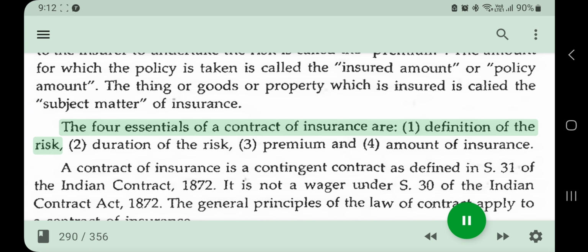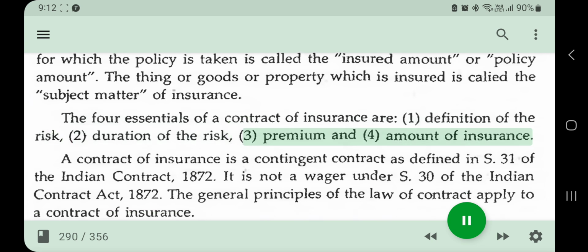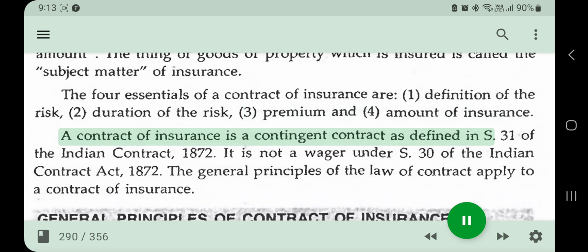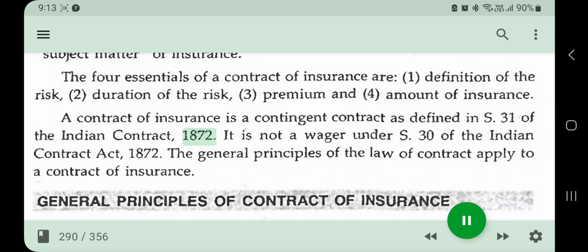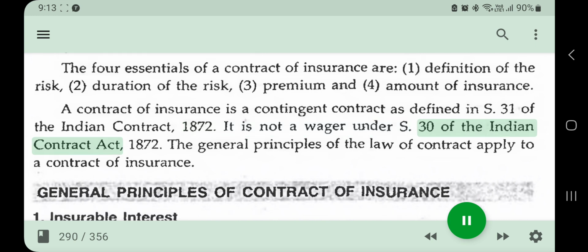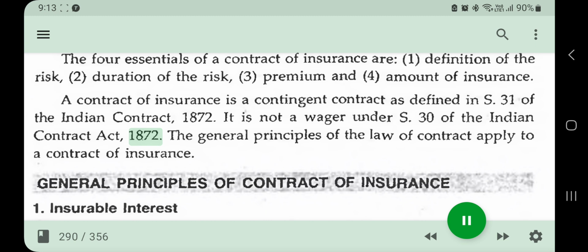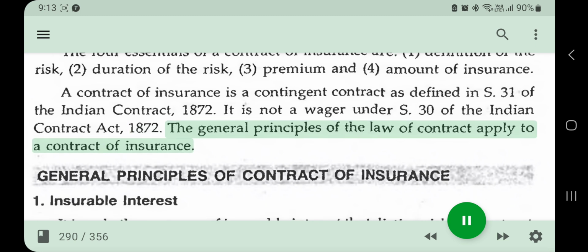The four essentials of a contract of insurance are: 1. Definition of the risk, 2. Duration of the risk, 3. Premium, and 4. Amount of insurance. A contract of insurance is a contingent contract as defined in S. 31 of the Indian Contract Act, 1872. It is not a wager under S. 30 of the Indian Contract Act, 1872. The general principles of the law of contract apply to a contract of insurance.